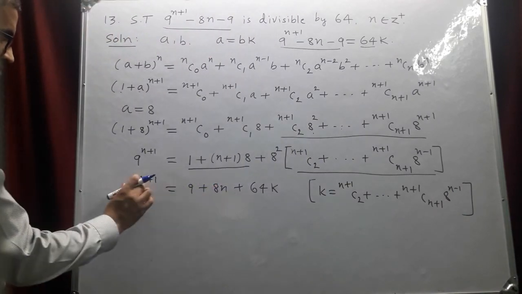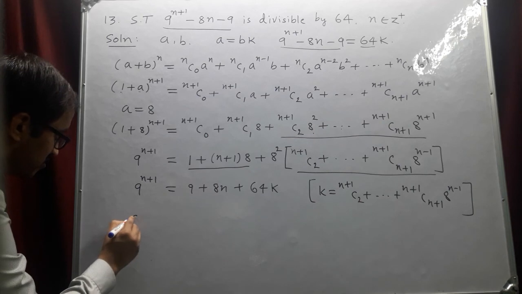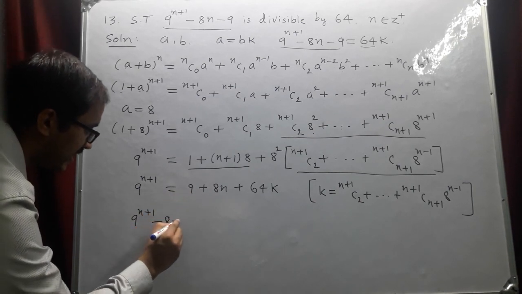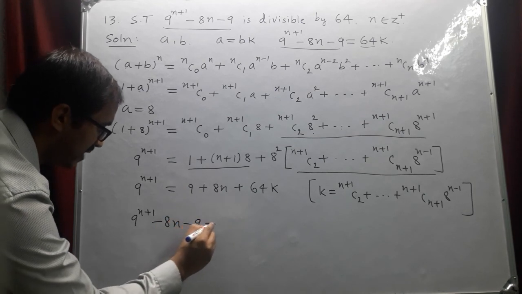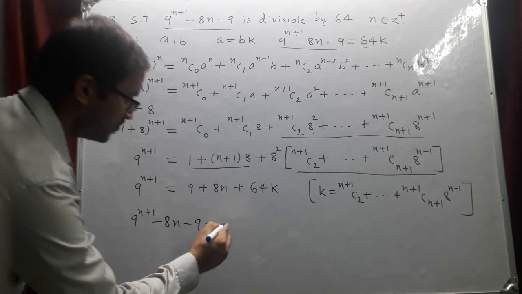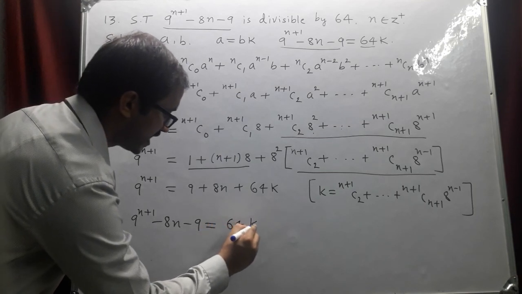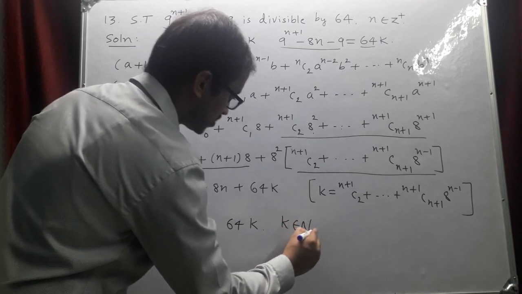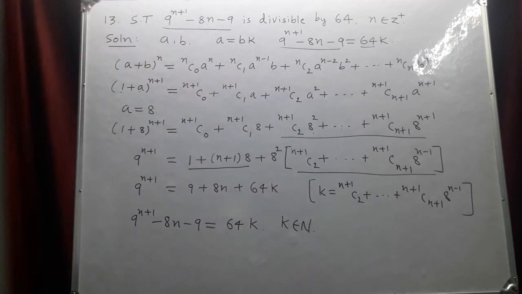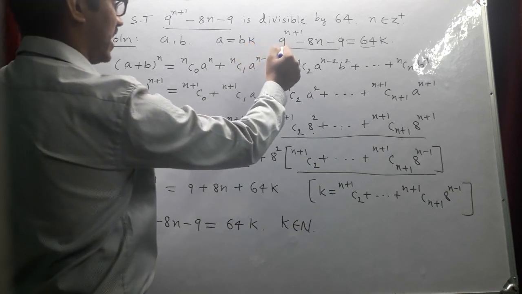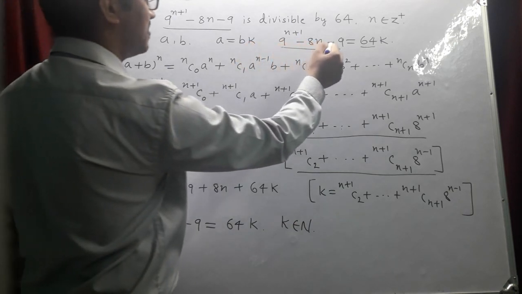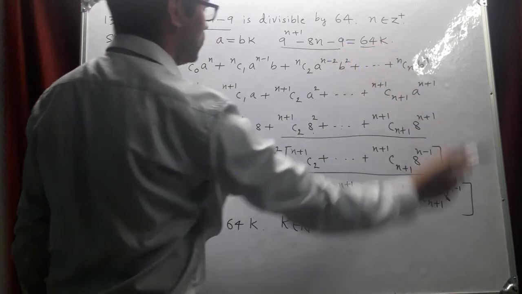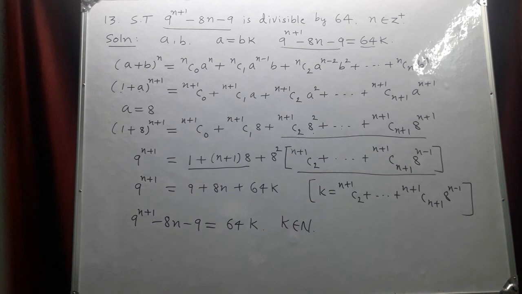Now take these two terms to LHS. So 9 power n plus 1 minus 8n minus 9 is equal to 64k, where k is some natural number. So we have seen that 9 power n plus 1 minus 8n minus 9 can be expressed like this, 64 into k, where k is a natural number.